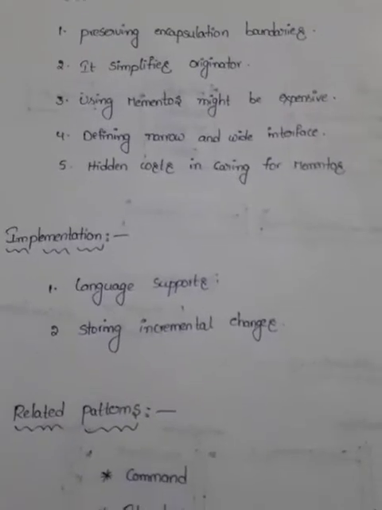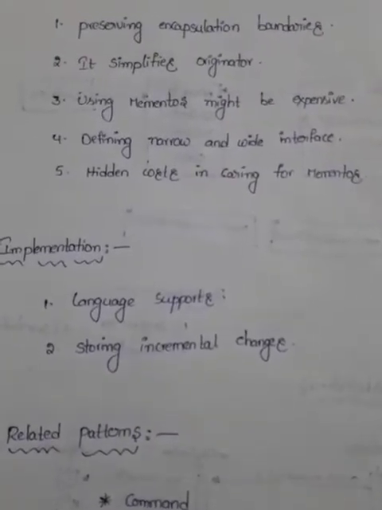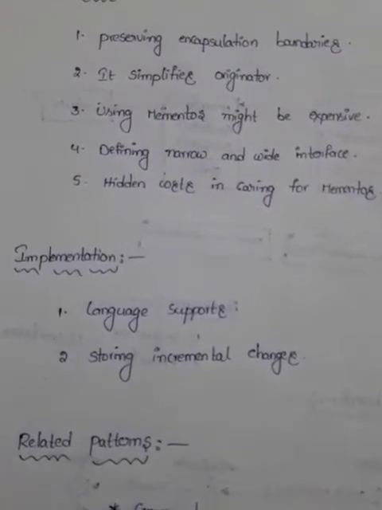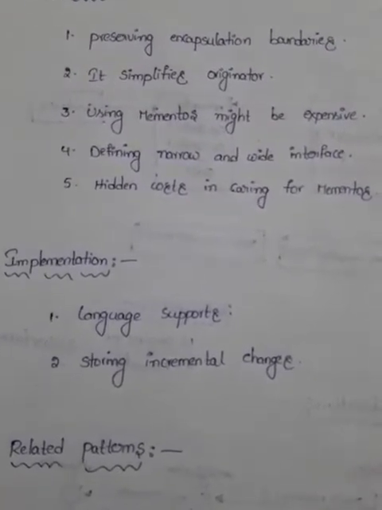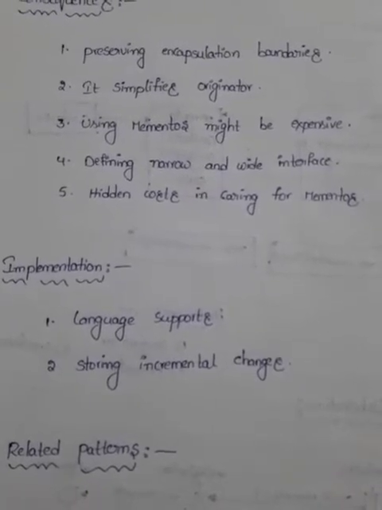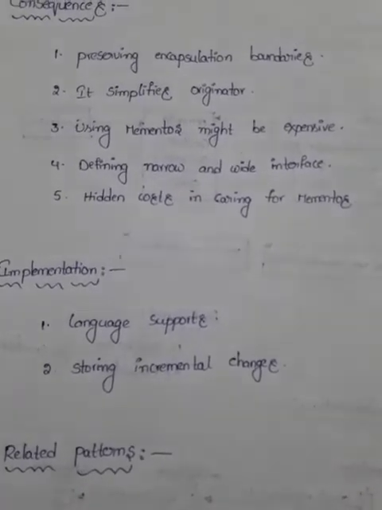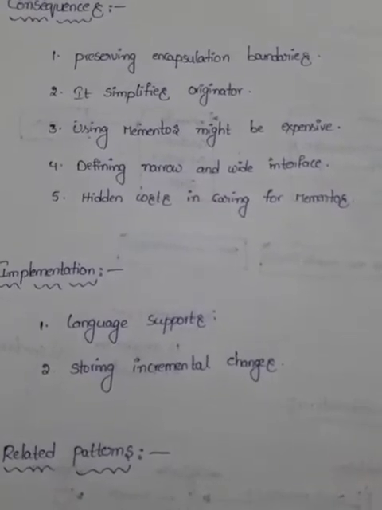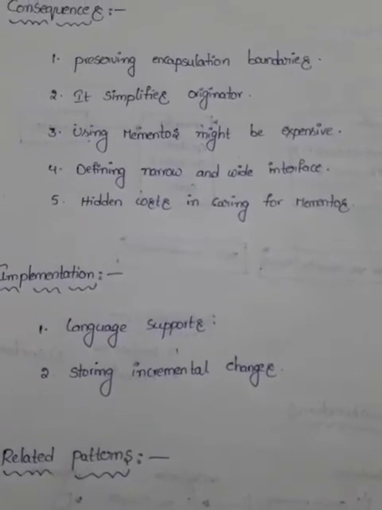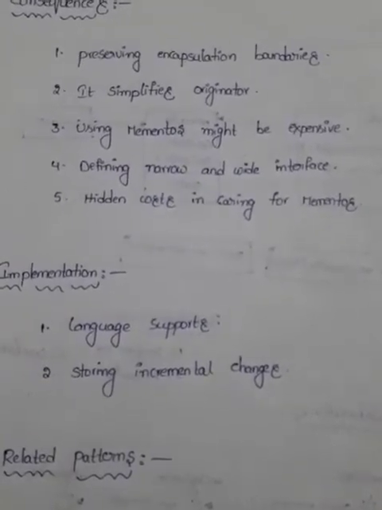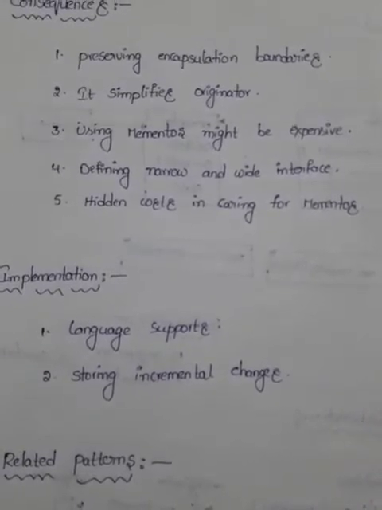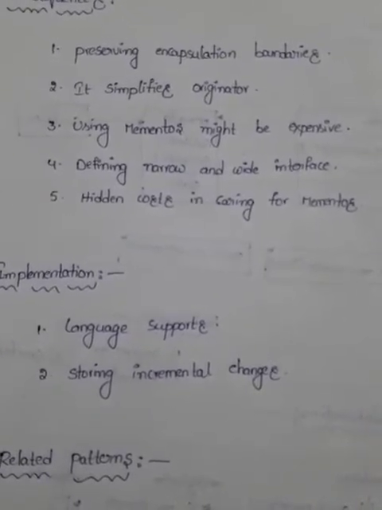And coming to the implementation, here we can see 2 issues that can be considered when implementing the memento pattern. The first one is language support and the next one is storing incremental changes. In language support, mementos have 2 interfaces, a wide one for originators and a narrow one for other objects. Ideally, the implementation language will support 2 levels of static protection.